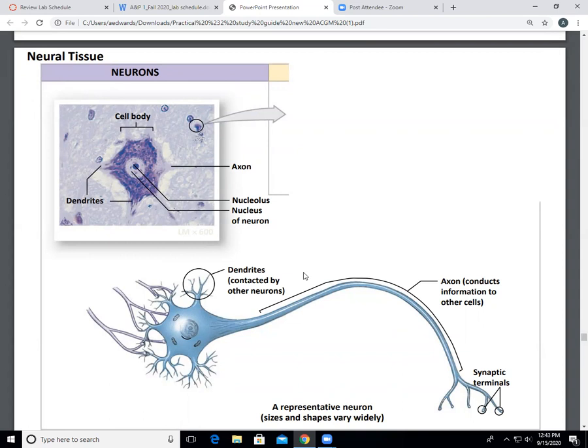So you said dendrites receive information and the axons what? So axons send information. Dendrites receive information. So dendrites receive the information and it goes to the cell body. Then the cell body sends information through the axon to some other part of the body.